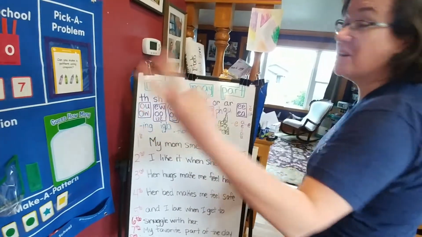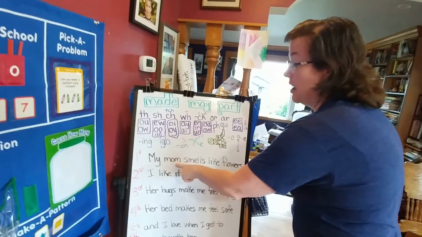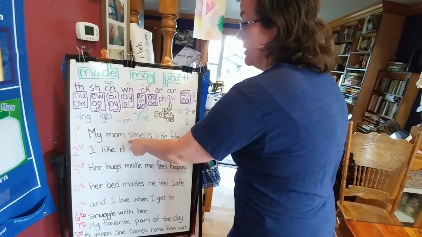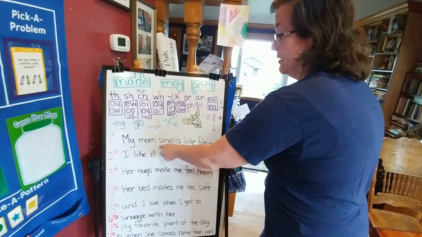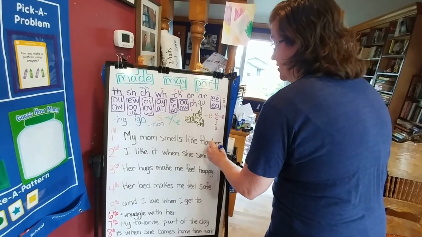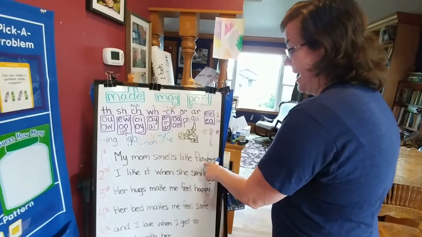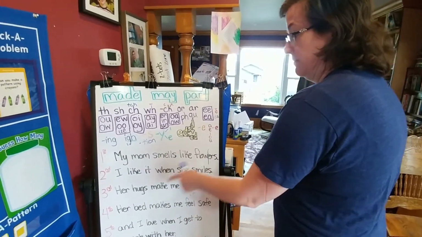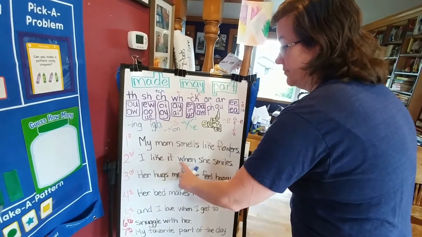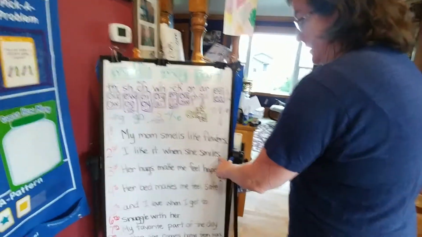This 3-letter word. If you see a 3-letter word, first thought, probably could sound it out. Mom. My mom. Ooh, this is long, but it has an S at the end. Smells. Sight word like. Break it into parts. Full. O-W-L. Flowers. Sight word I. Sight word like. Sight word it. Sight word when. Sight word she. Oh, there's an E and an S.